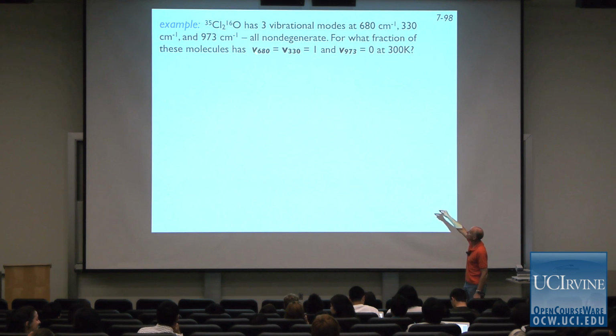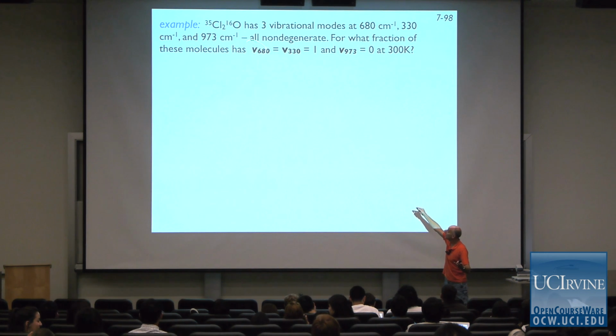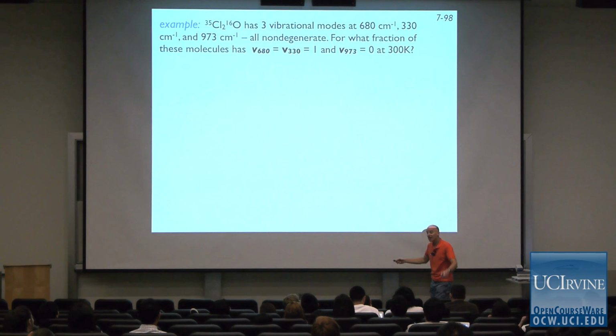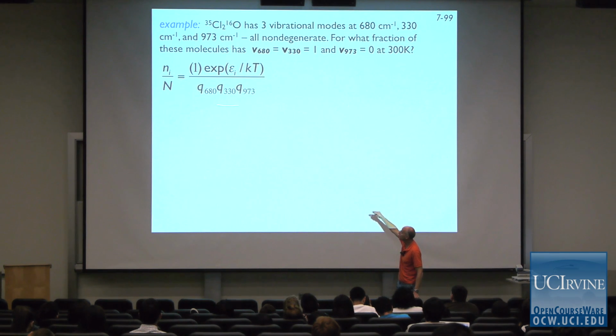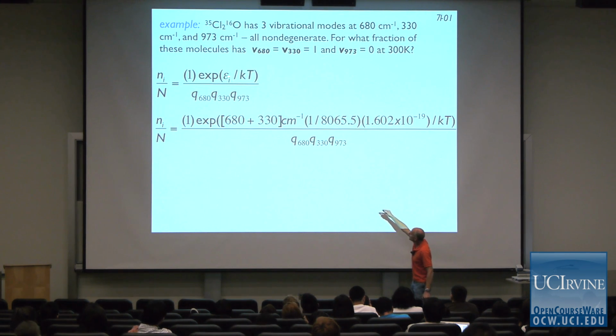So what fraction of these molecules have the 680 excited, the 330 excited, but not the 973? Now we're going to specify all 3. I want 1 quantum of energy in that mode, 1 quantum of energy in that mode, and I want that mode to be in its ground state. I could ask that question. If I ask the question that way, I'm asking for all 3, so you've got to use the overall vibrational partition function down here. See that? And that energy right there is the total energy.